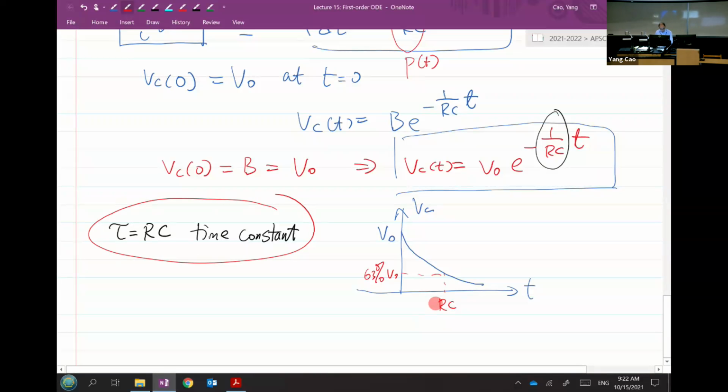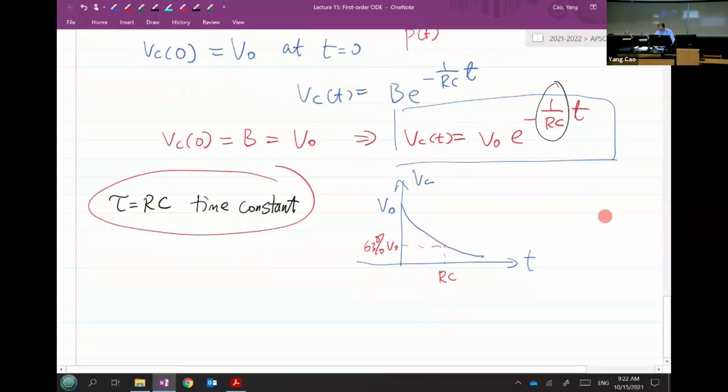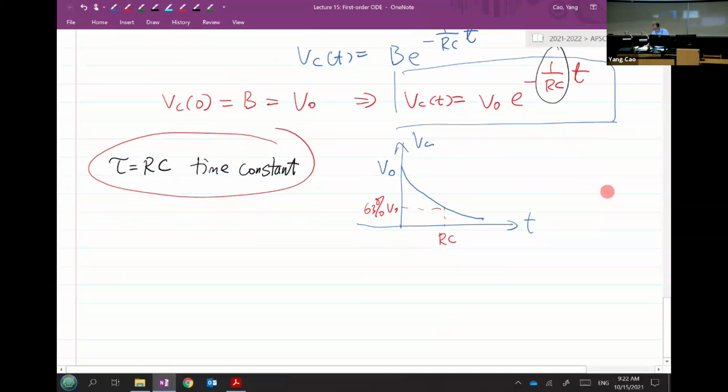It's called the time constant. And the next time, if you have a first order system and somebody asks you what the time constant is, how would you find it? You look at this one here: whatever the coefficient in front of the t is, you take 1 divided by that coefficient of t, and you get the time constant. Right? Because 1 divided by 1 over RC gives you RC.